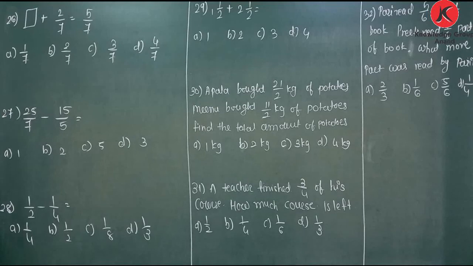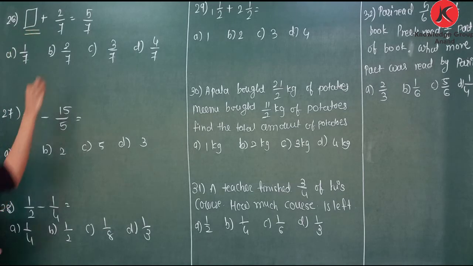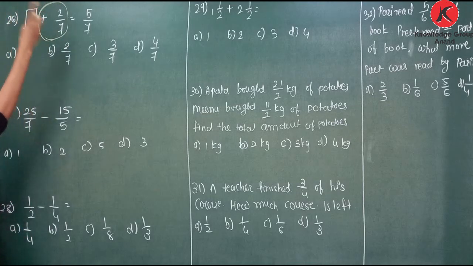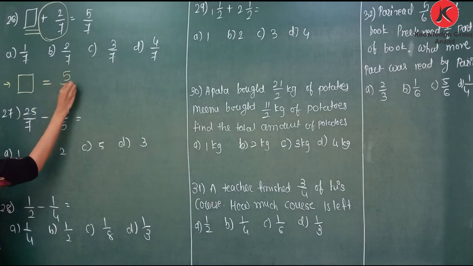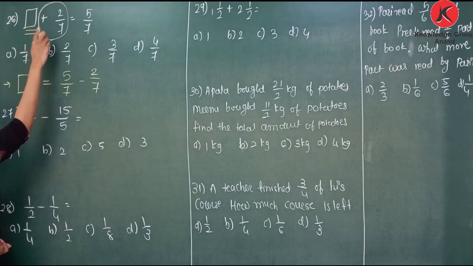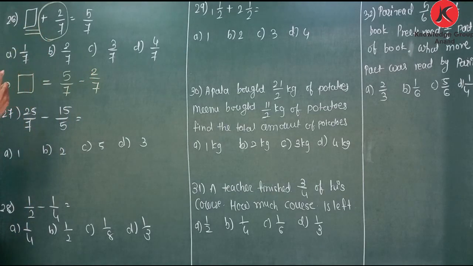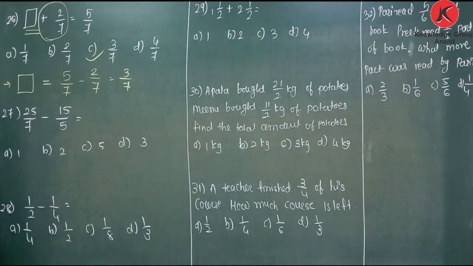Now next, blank plus 2 by 7 is equal to 5 by 7. So here we need to find this blank. So take this plus 2 by 7 to the left side. Now if we take it to the left side, it becomes subtraction. So we get blank is equal to 5 by 7 minus 2 by 7. I told you that whenever it is addition it becomes subtraction. So here 3 by 7. So it is option C.